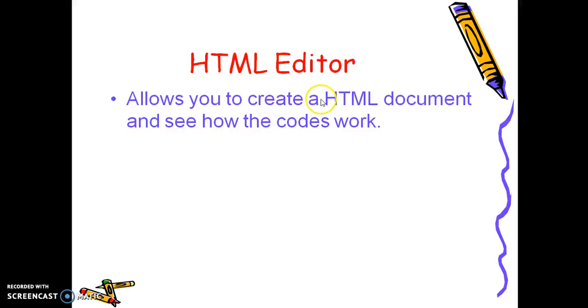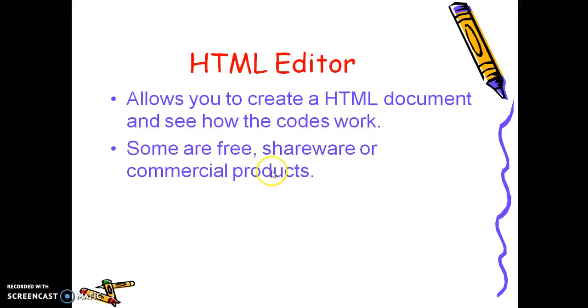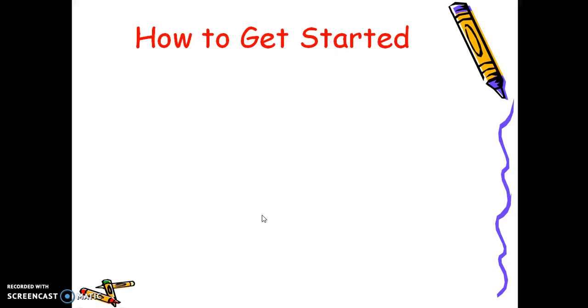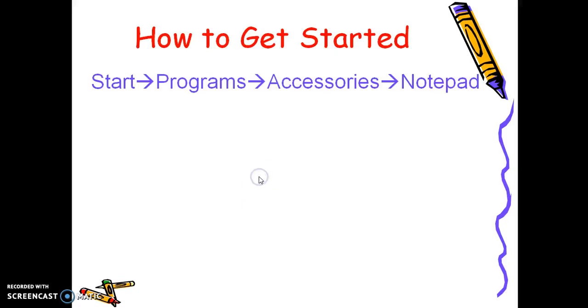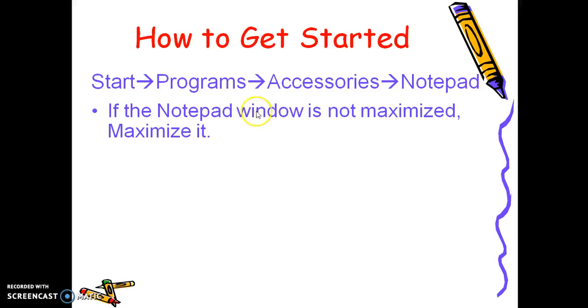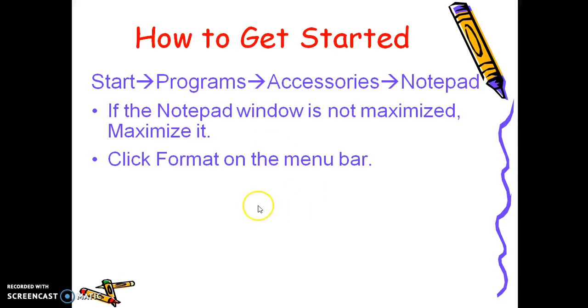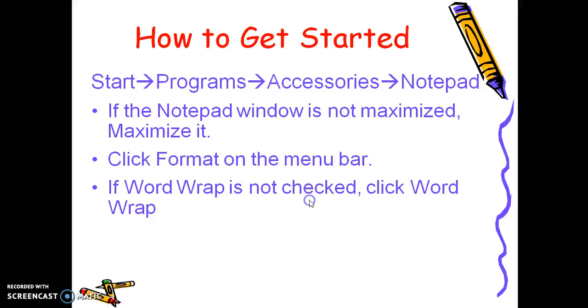An HTML editor allows you to create an HTML document and see how the code works. Some are free, shareware, or commercial products. We will use Notepad. And now the next is how to get started. First go to Start, then Programs, Accessories and Notepad. If the Notepad window is not maximized, maximize it first and then click Format on the menu bar. After that, if Word Wrap is not checked, click Word Wrap.